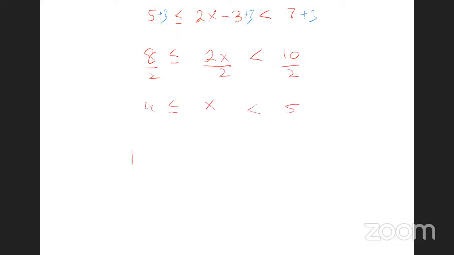That's okay? So your number line looks like this. Here's 4, here's 5, solid here, hollow here. This way, this way. That's okay? 4 and 5, solid and hollow, right? All right, let's go back to the paper now.